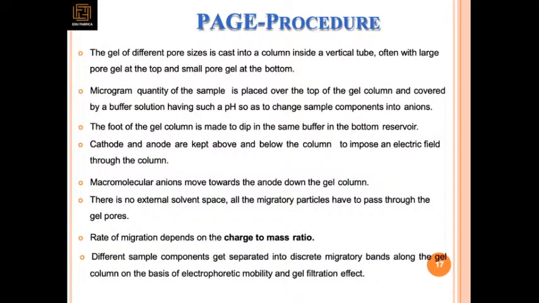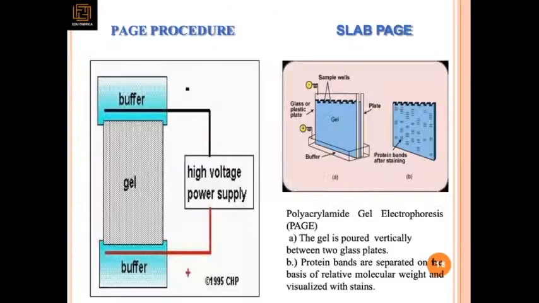About the PAGE procedure, we will see in Western blotting actually how it is done in more detail. Mainly it is done with the buffer with the electrode negative to positive. You have a gel inside, and then your sample is run as protein bands.